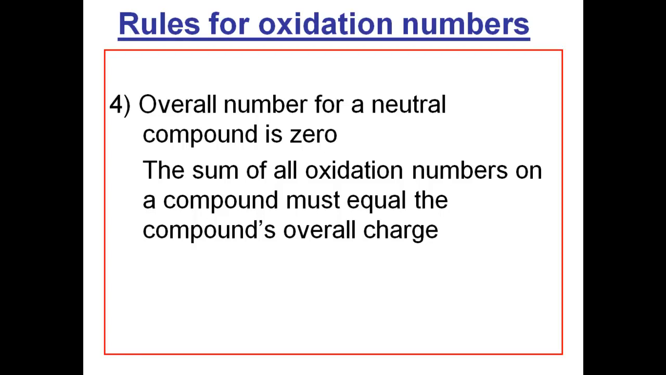If we're dealing with sodium chloride, the compound has a 0 oxidation number. It's neutral. That's because the sodium ion will have an oxidation number of +1, and the chloride ion will have an oxidation number of -1.